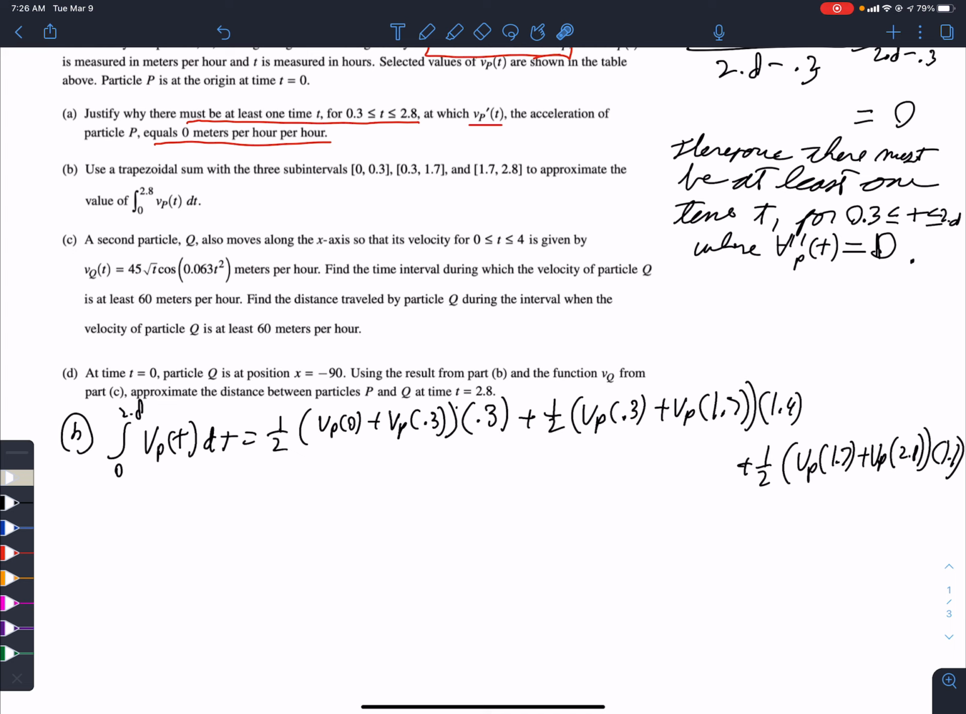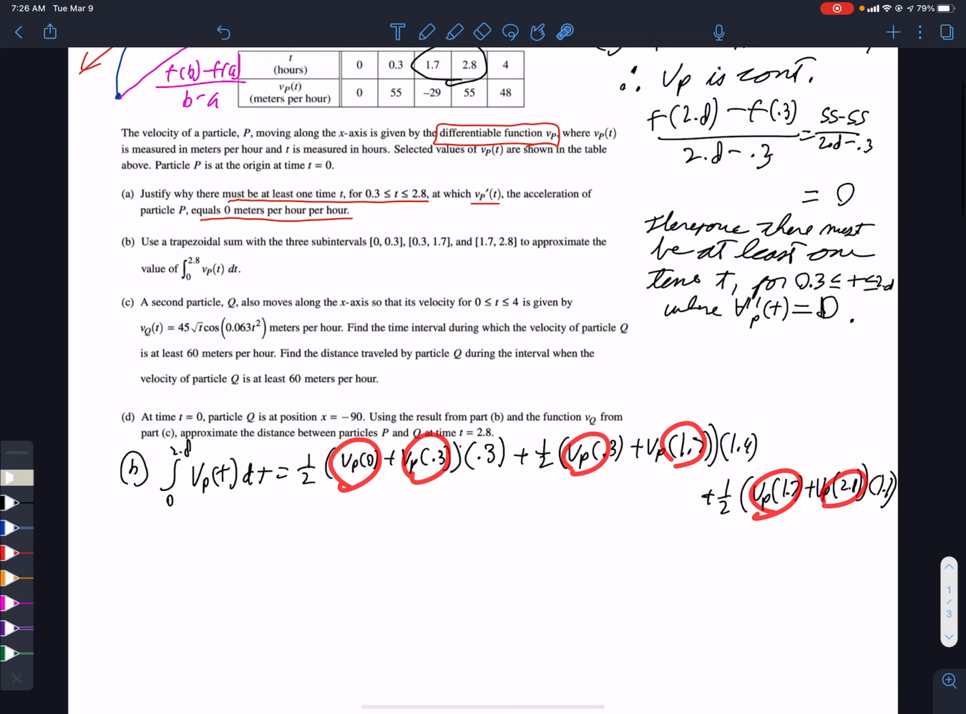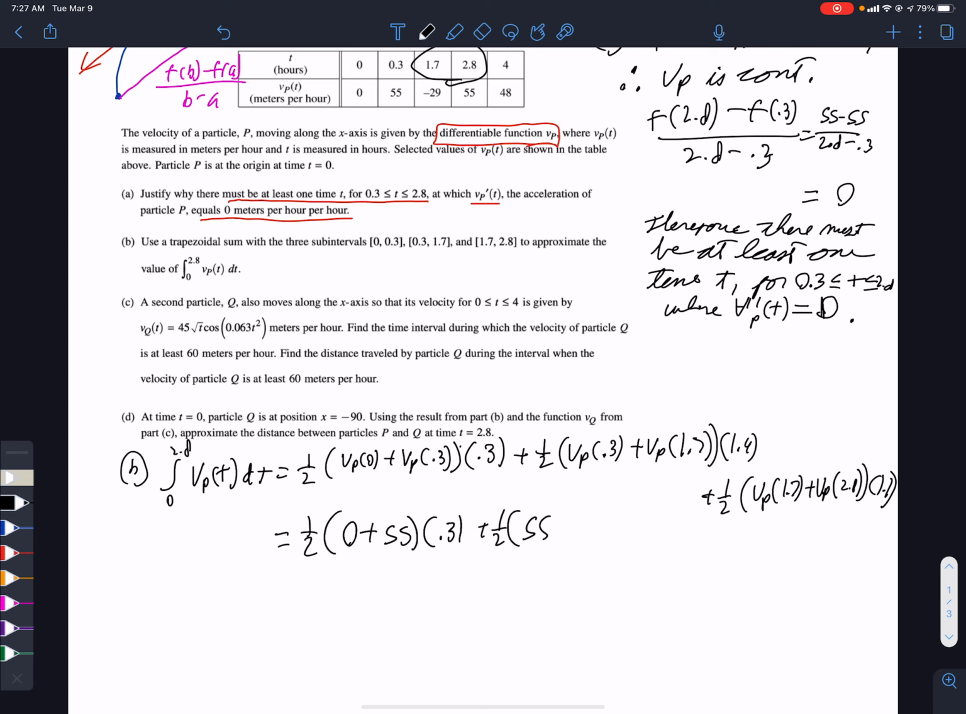Oh, actually, I'm a liar, pants on fire. We got to find these values. We got to plug those in. So let me do that real quick. VP of 0 is 0. VP at 0.3 is 55 times 0.3. That's going to be 55 plus negative 29 times 1.4. And that's going to be negative 29 plus 55 times 1.1. There's my answer.